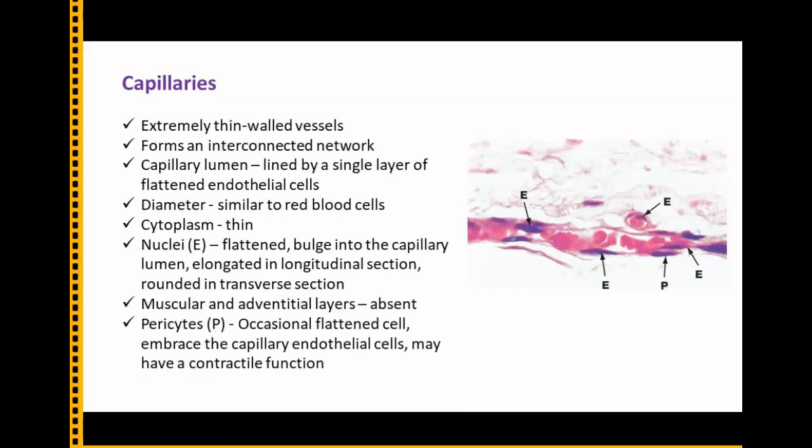Then the cytoplasm of the endothelial cell is also very thin. There is not much cytoplasm. The nucleus is flattened and bulges into the capillary lumen. When you cut it in transverse section, it is round. This one is a longitudinal section, that is why you see an elongated nucleus. So, there is no tunica media or tunica adventitia. Those layers are absent in capillaries.